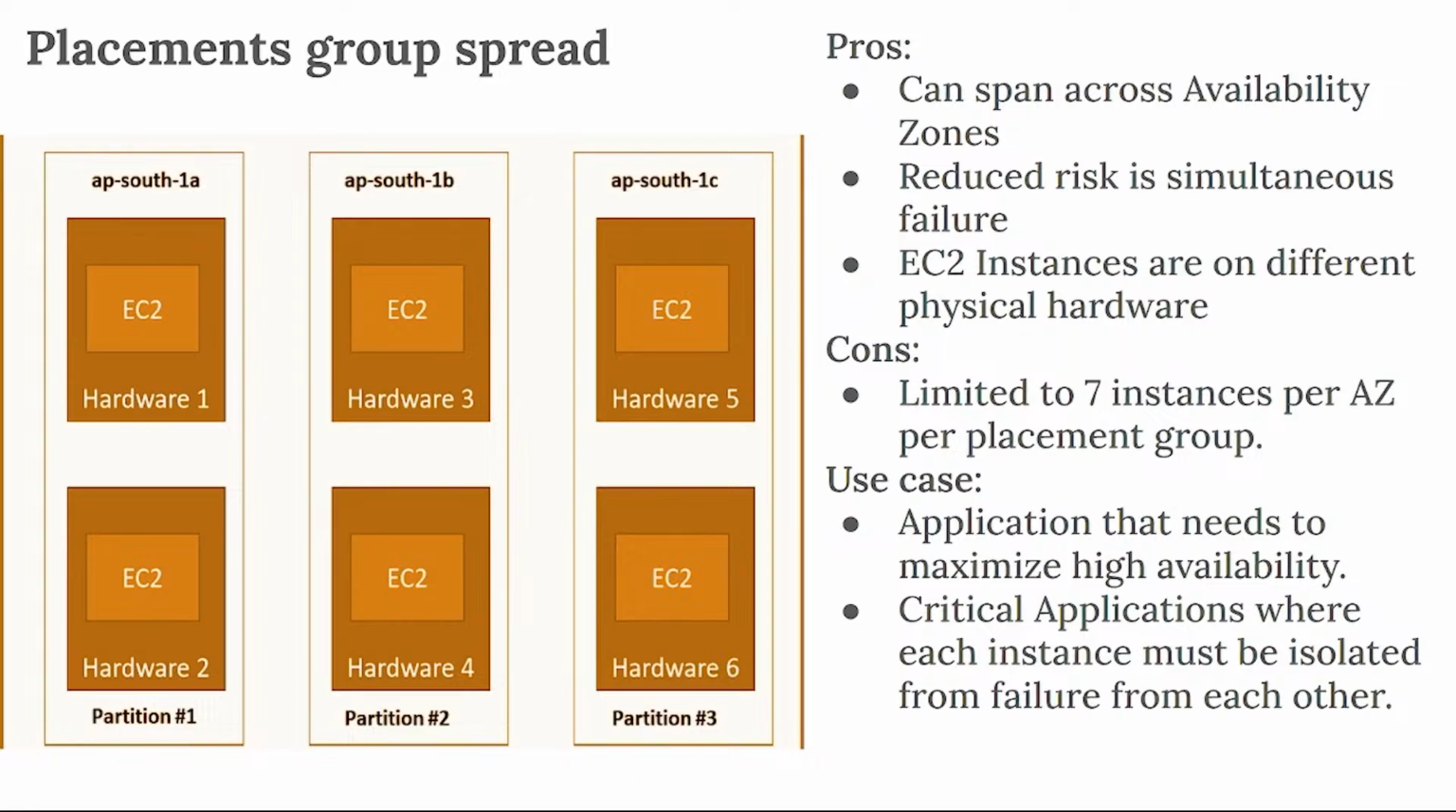Suppose my first instance fails now, and we want to separate and isolate them, so that if my first instance fails, then another instance which is located on different hardware should work properly and should not be affected. So there we can use this placement group spread.